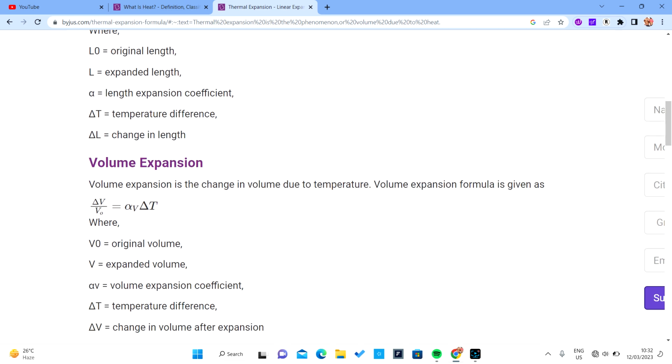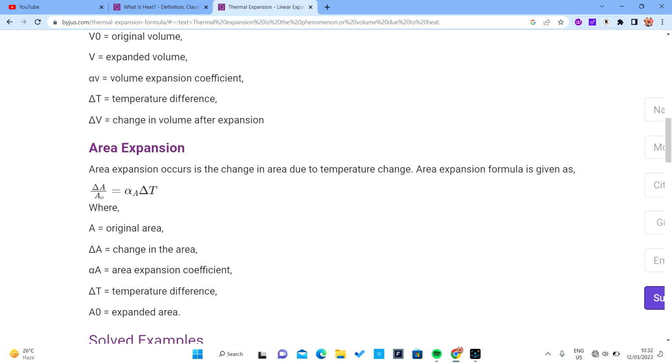Now this same stuff applies to volume expansion, just that instead of using length, you are going to use what? Volume. The same thing applies for area. Instead of using volume or length, you are going to use your area.